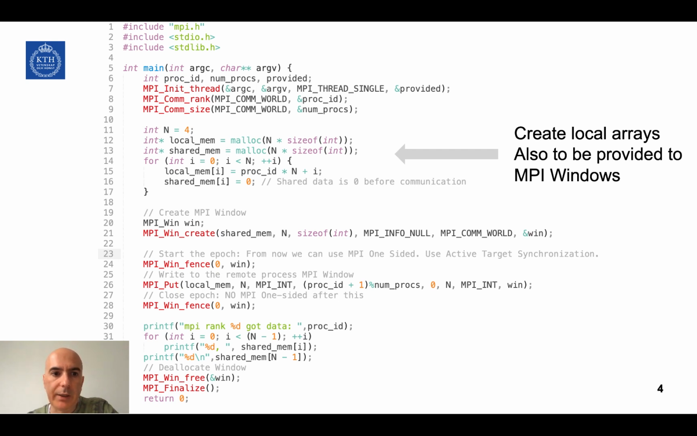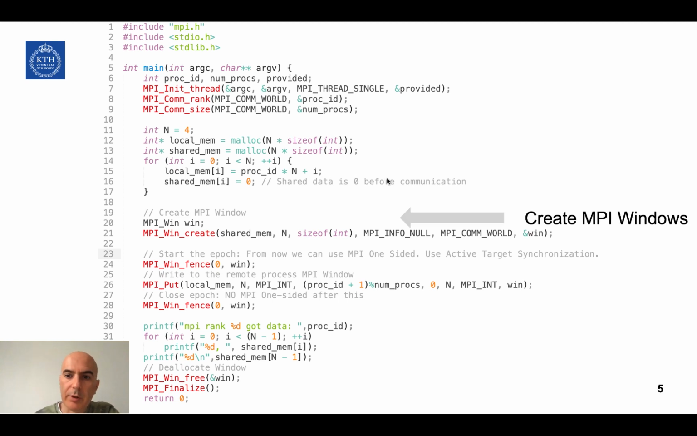After allocating the arrays, we also fill them. We fill the local array with the rank multiplied by n, in this case 4, plus i. So each process is going to have 4 values. And we also initialize the share memory, which we attach to the MPI window, with 0. So the share data is going to be 0 before the communication.